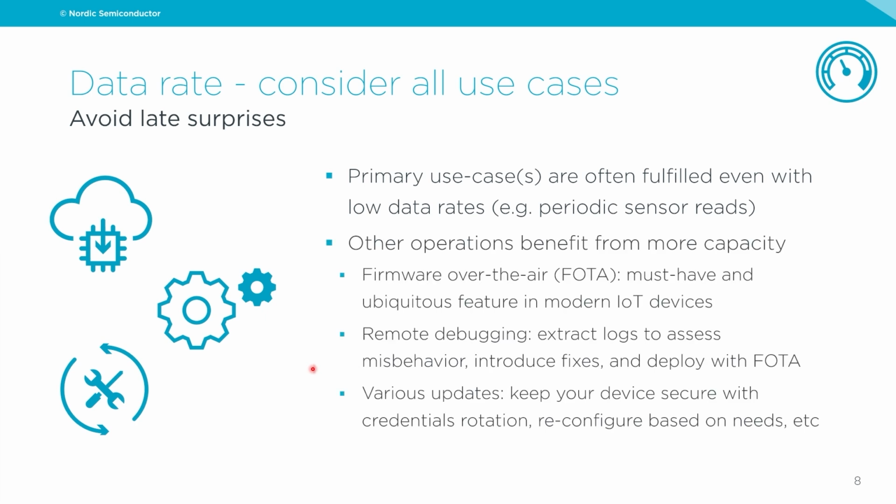But modern IoT devices may have other requirements. A good example is firmware over the air, or FOTA. At least at Nordic, we do consider this feature to be a must-have, and we do see that it's becoming very ubiquitous in modern IoT devices. So this means that you have to move a large chunk of data from a cloud backend into your device, so you can update the firmware on your device.